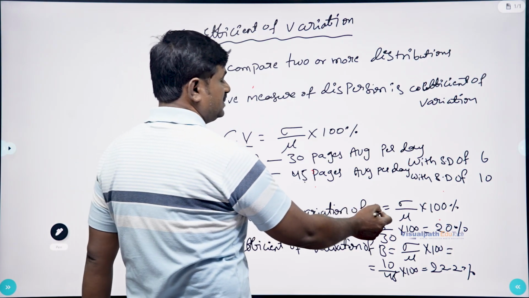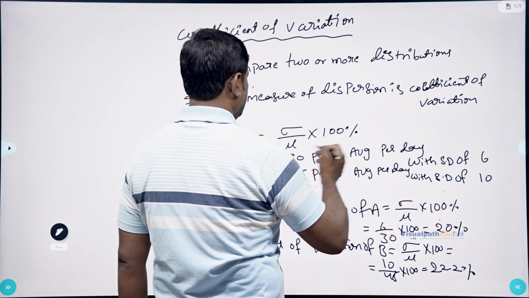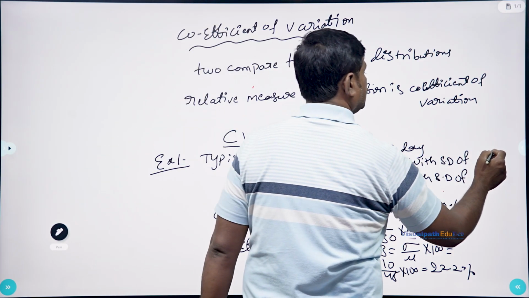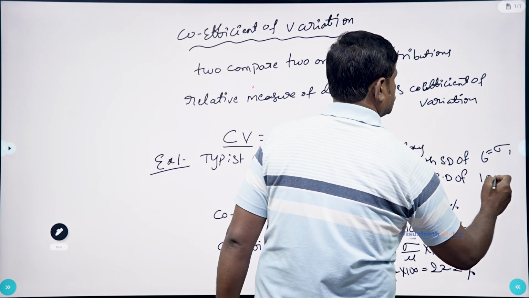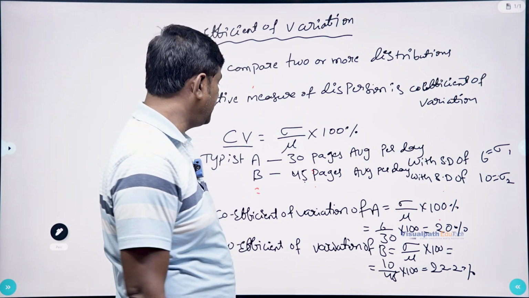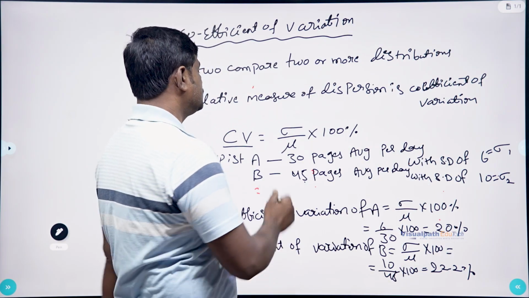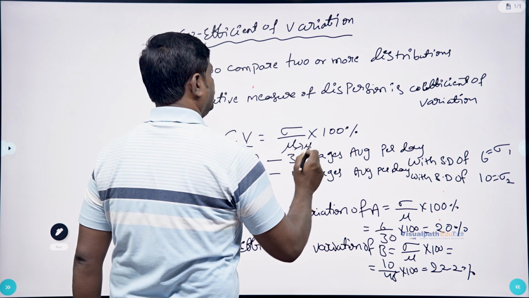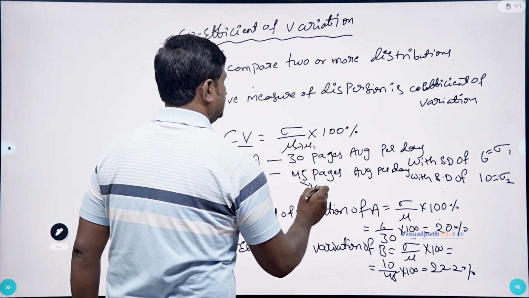The coefficient of variation of A is sigma by mu. What is the sigma here? Sigma 1 is equal to 6 and sigma 2 is the standard deviation of B. Also mu 1 is equal to 30, and 45 is mu 2.